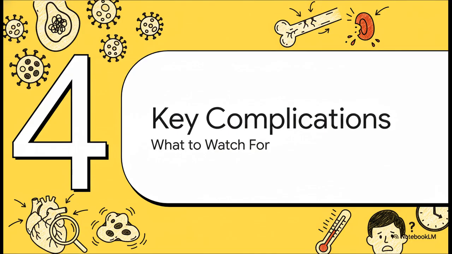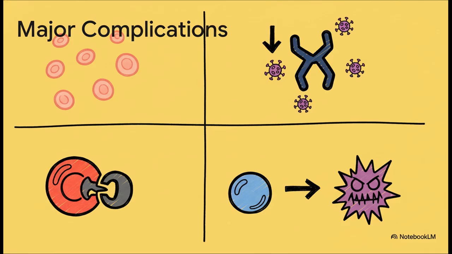A lot of the management is really about watching for and treating the complications that pop up over time. So what are the big ones we need to have on our radar? We can kind of group the major complications into four main buckets. First, you have bone marrow failure, which leads to things like anemia. Second, there's immune dysfunction, or hypogammaglobulinemia, and that's what causes all those recurrent infections. Third, you can get an autoimmune attack on red blood cells called warm AIHA. And finally, the one everyone dreads, the transformation into an aggressive lymphoma known as Richter's transformation.